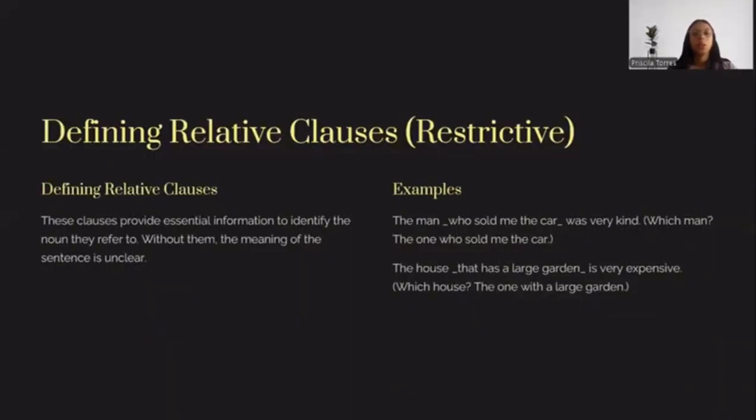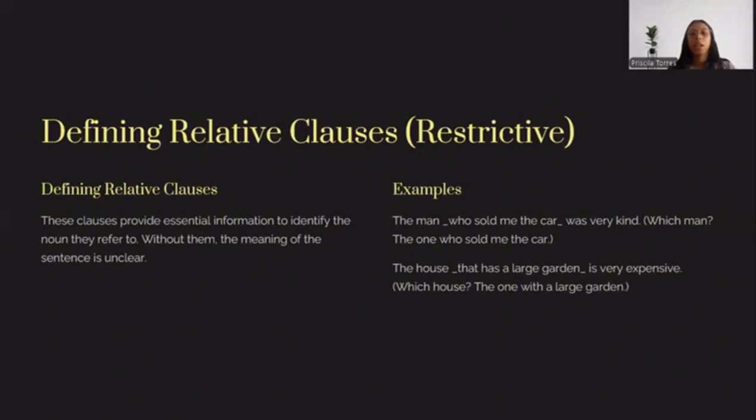Defining relative clauses, restrictive. These clauses provide essential information to identify the noun they are referring to. Without them, the meaning of the sentence is unclear. Examples. The man who sold me the car was very good. Which man? The one who sold me the car.